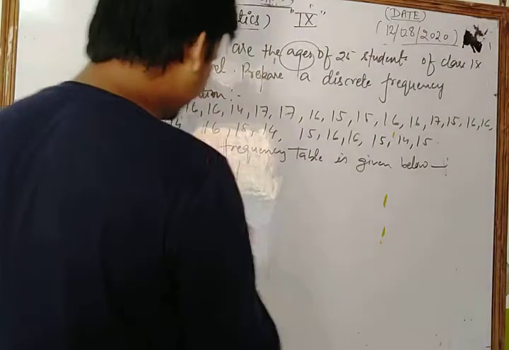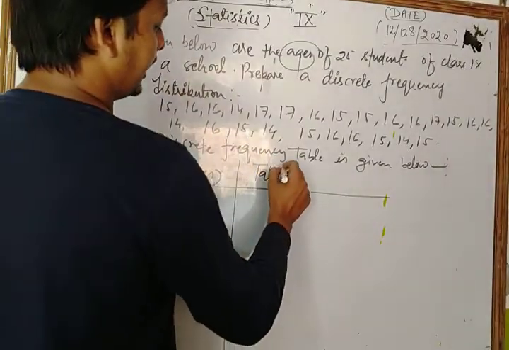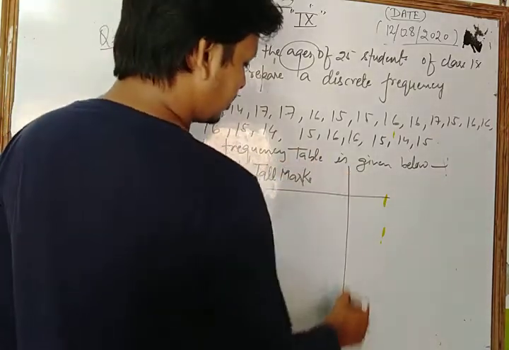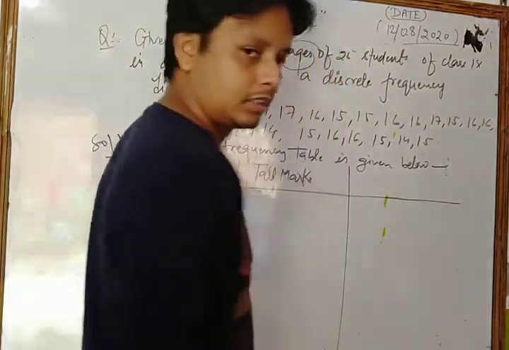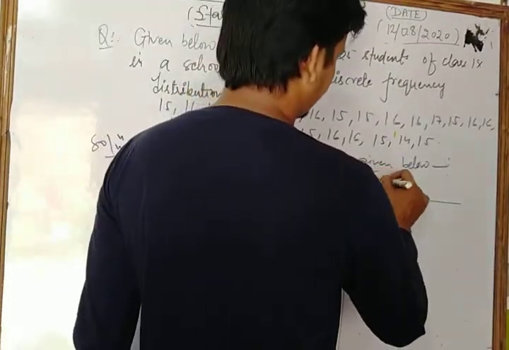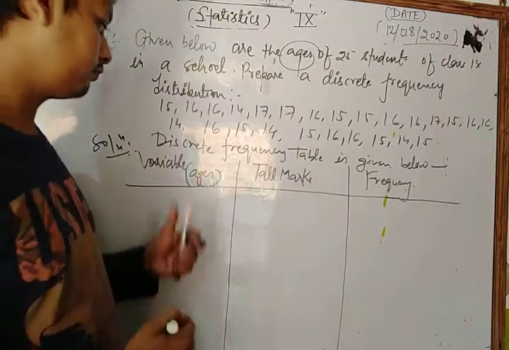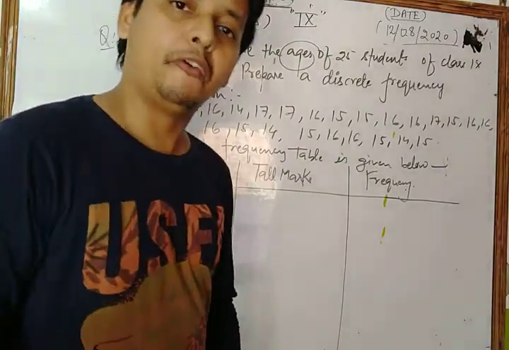Now in the next column we write what? In the next column we write the tally marks. Okay. Now in the third column we write what? The frequency of the given variable. Okay.